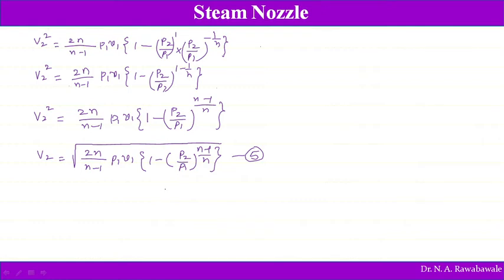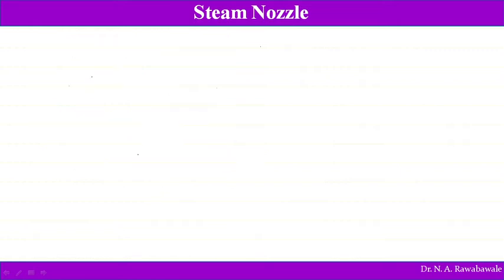Now we want to find out the condition for maximum discharge through the nozzle. What is the condition at which maximum steam will be discharged through the nozzle? Condition for maximum discharge. So at which condition will maximum steam flow through this?